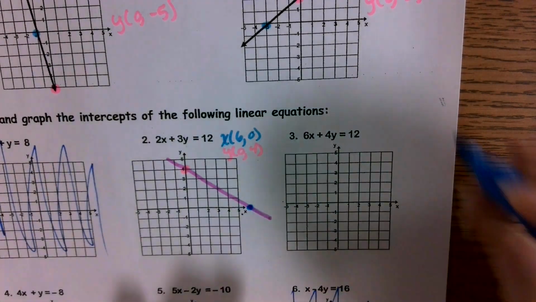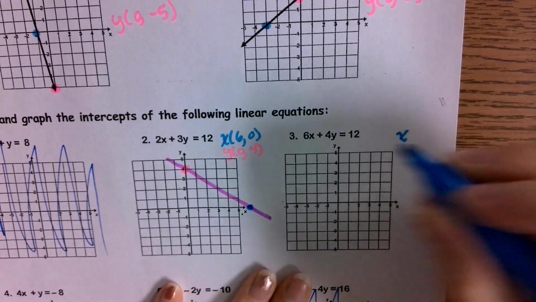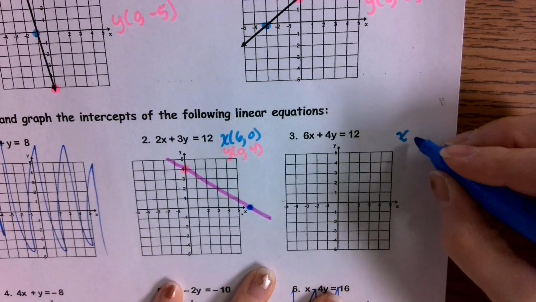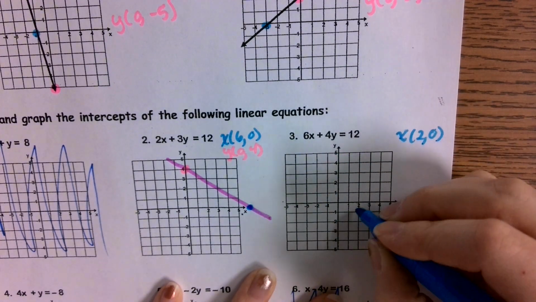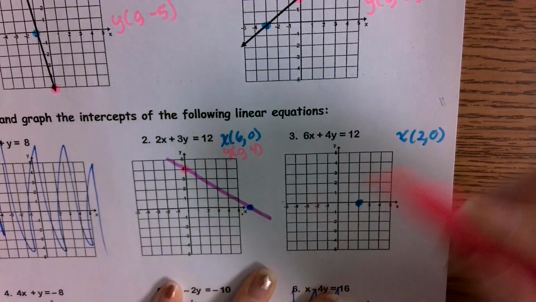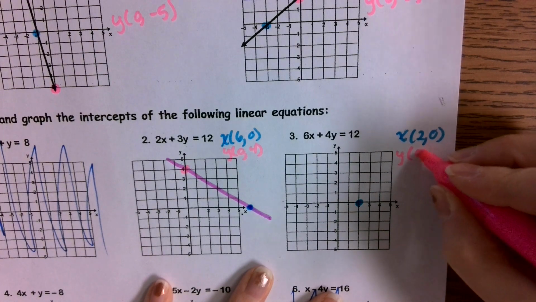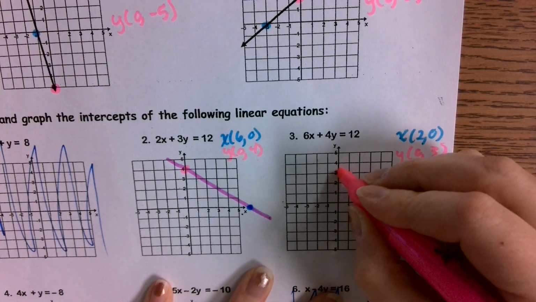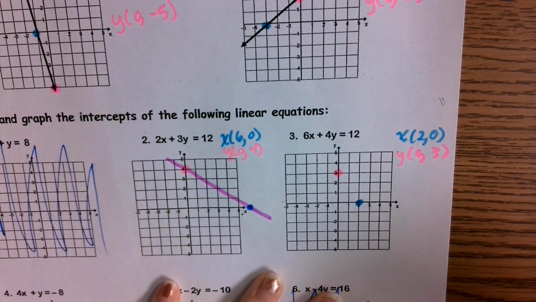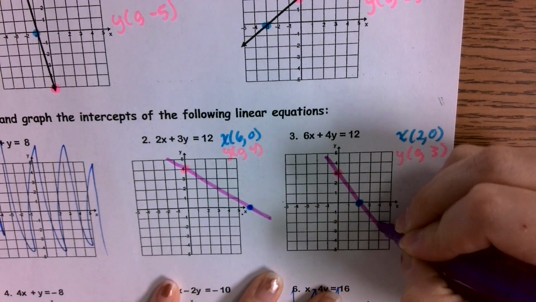For problem number 3, for our x-intercept, we're going to go ahead and divide by the 6. That's going to give us 2, 0. For our y-intercept, we're going to go ahead and divide everything by 4. That's going to give us 0, 3. So we're posting it up here. And again, connecting.